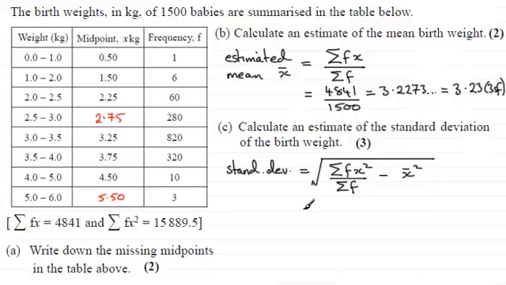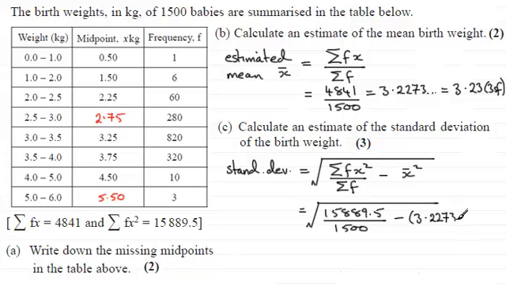So we've got our values for this. It's going to be then the square root of all of sigma fx squared, we've got that here, 15889.5. Divide this by the total frequency, which is 1,500, and we subtract the answer we just found earlier. Okay, I'll put the unrounded version in, that's 3.2273 and so on, and we square that.